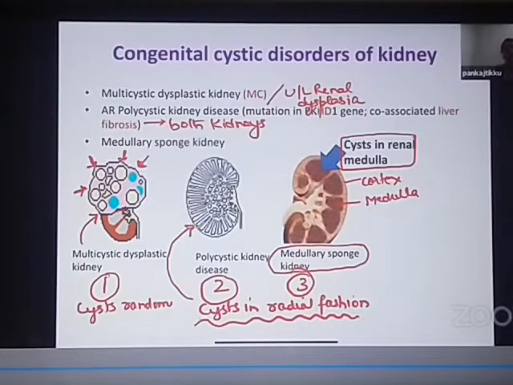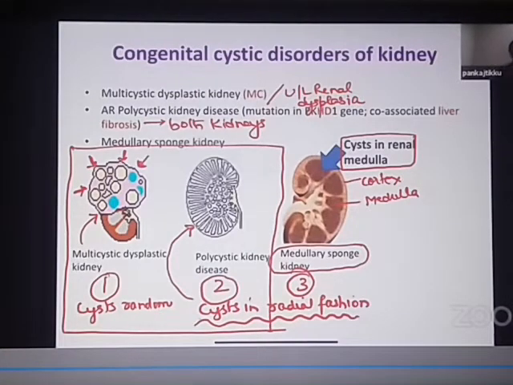It usually is not diagnosed very early in life. So among the congenital cystic disorders, we typically take multicystic dysplastic kidney and polycystic kidney disease. A medullary sponge kidney, although maybe a congenital disorder, can be detected as late as the adolescent period, so it may remain asymptomatic throughout the childhood period. So I think for your exams, you should focus only on these two congenital cystic disorders.